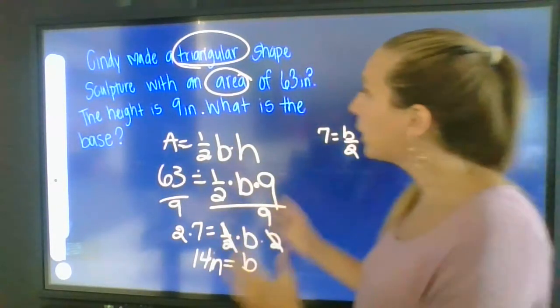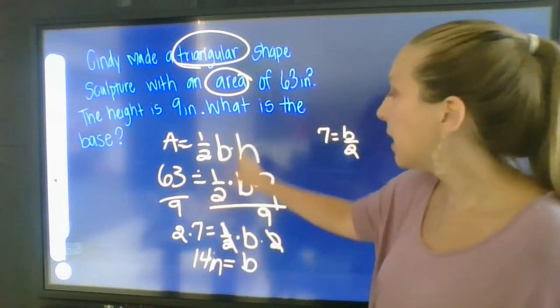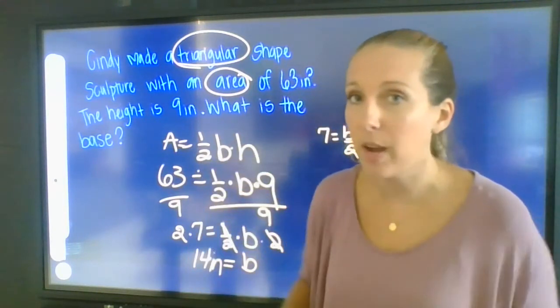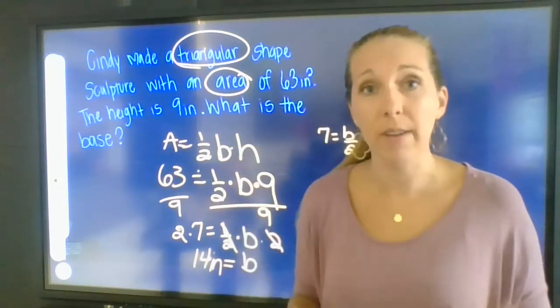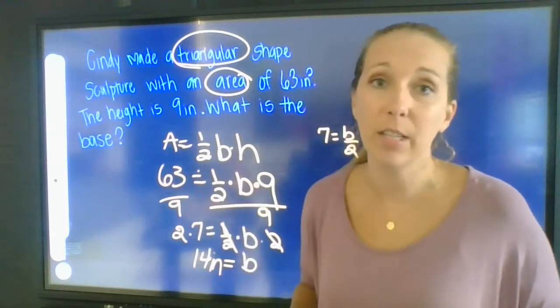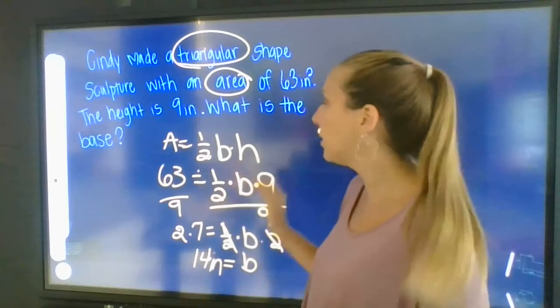So now we could go back and check this just to make sure and say 14 times 9 divided by 2, and that's fine. Think about this. What's 1/2 of 14? 7, right? So 7 times 9 is going to give us that 63. So I know that that one dimension is 14 and the other is 9.